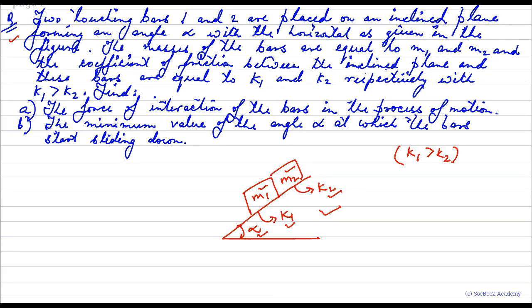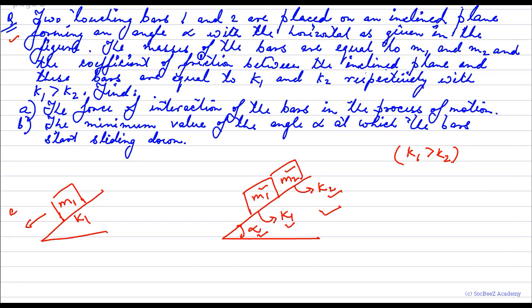Now let us assume that the incline was frictionless and the individual bars m1 and m2 were moving on the inclined plane. Now let us assume that the inclined plane did have some friction, and the individual bars were moving on it. Let us consider first that only bar 1 was moving on the inclined plane. The coefficient of friction between bar 1 and the inclined plane is k1. The acceleration with which bar 1 is going to move in this direction, let's say, is a.